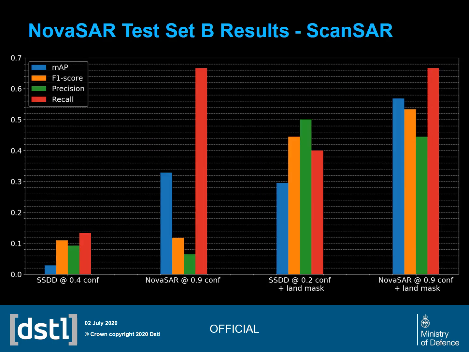In the ScanSAR image, the CFAR method was unable to produce a usable set of detections due to brightness variations across the image. We can see that overall detection performance is reduced compared to the Stripmap image. However, introduction of landmasking does produce a usable set of detections using both the SSDD model and the NovaSAR model. The NovaSAR model can be seen to outperform the SSDD model in recall, though the precision of the SSDD model is slightly improved.